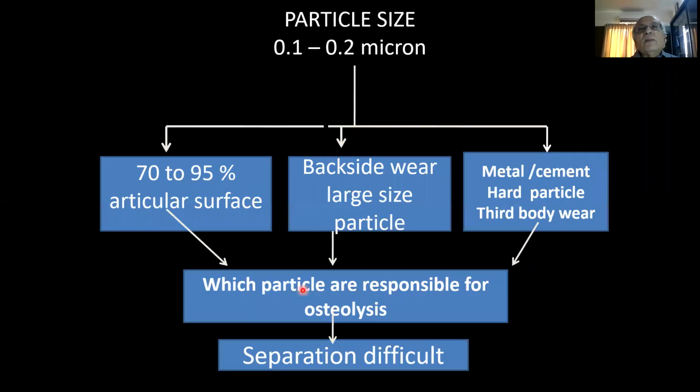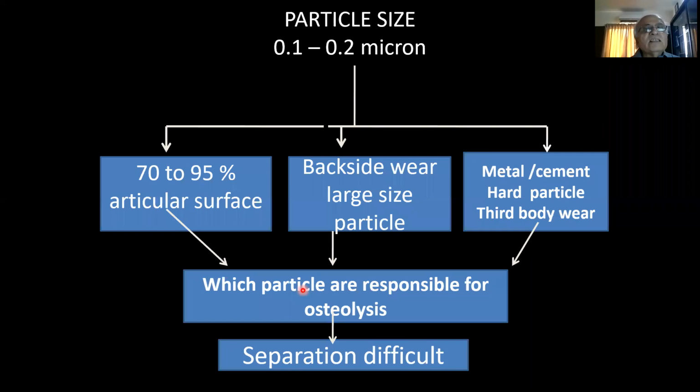So what about the particle size? Particles which are less than 0.1 to 0.2 micron are responsible. The larger particles, as I told you last time, are not taken up by the phagocytes and macrophages, so the smaller particles wreak havoc. And where are these particles coming from? There are actually 4 sources. I described 3 here, but I'll tell you the 4th source also.